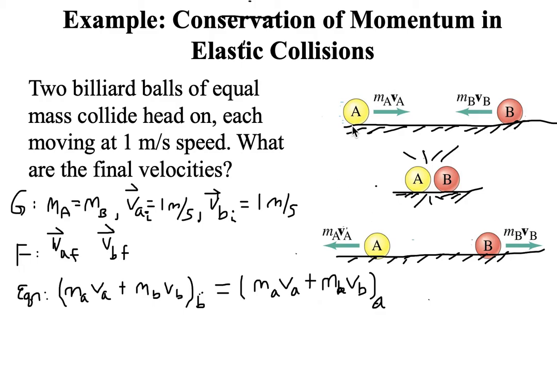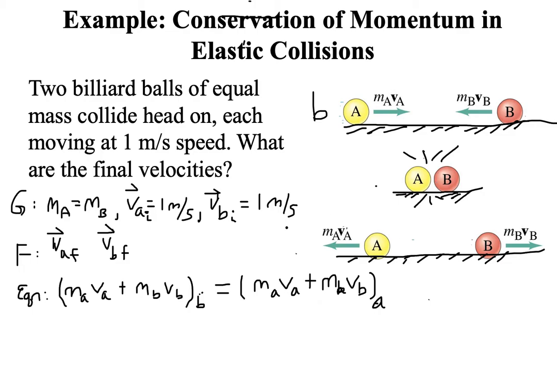So here's our case. We have ball A, which is colored yellow. It is moving with a velocity VA to the right. We have ball B, which is colored red. It's moving with a velocity VB to the left. So we're going to call this our before case. Then we have a collision where ball A and ball B collide head-on.